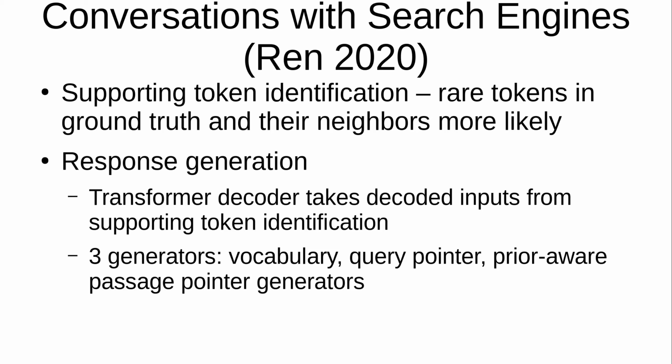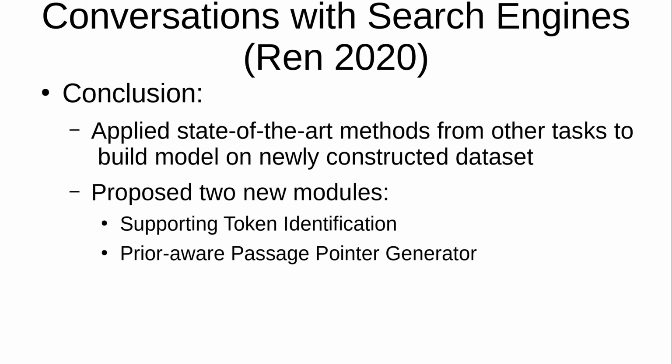Okay, response generation. They use a transformer again there. They pass all the previous inputs, and they use three different generators which they combine. They have this vocabulary generator, a query pointer generator, and they also have this prior-aware passage pointer generator. This is one of the new modules they proposed.